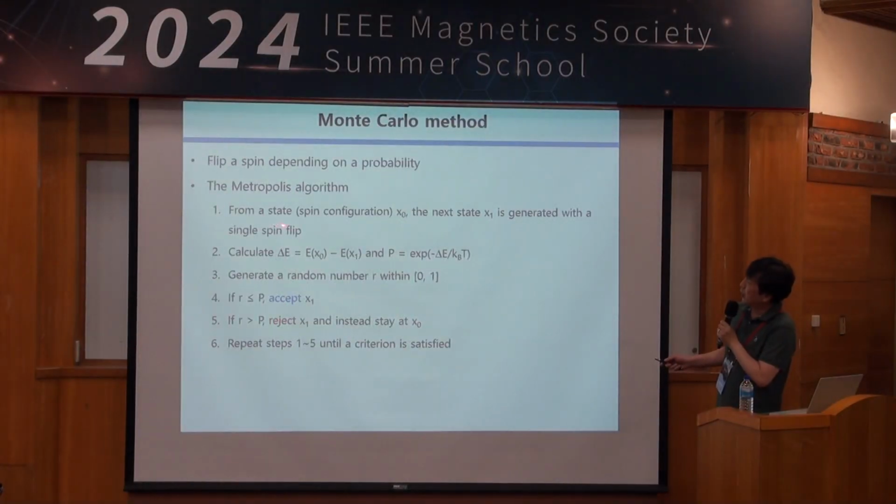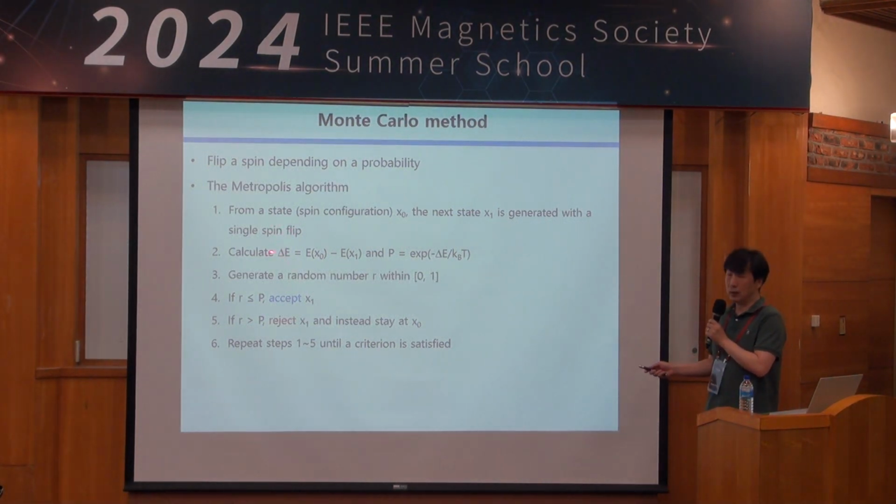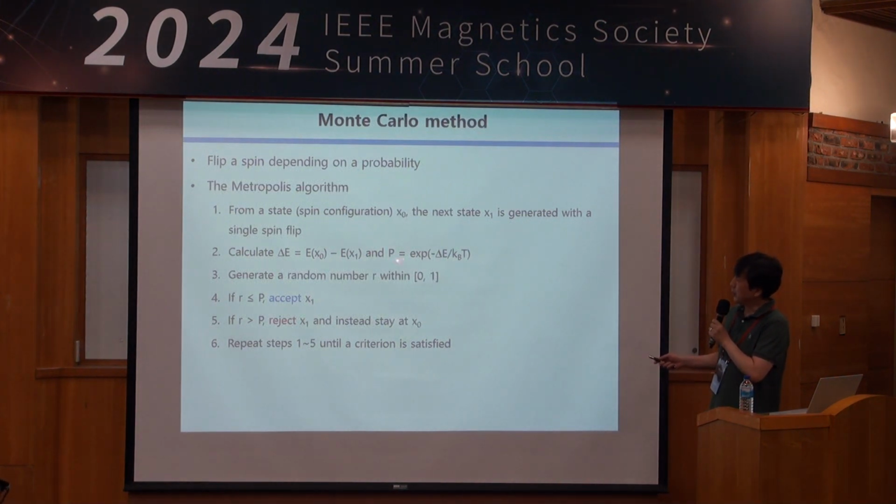The first, from a state, which means the spin configuration x0, the next state x1 is generated with a single spin flip. How? You calculate the energy difference between these two states and calculate the probability P based on this equation. And then you independently generate the random number R that ranges between 0 and 1 and compare this R with this P. If R is smaller than P, then you can accept.